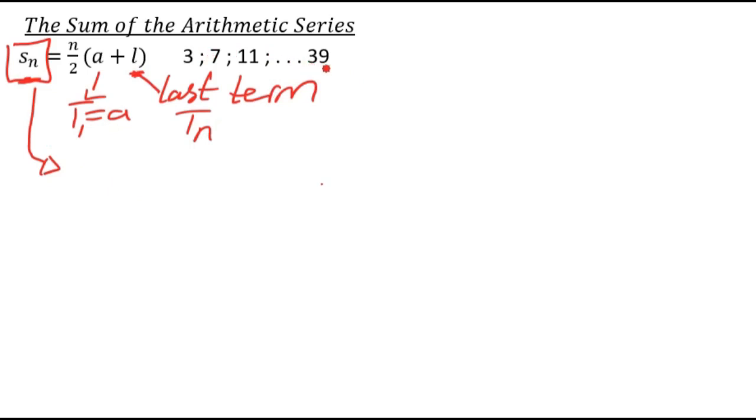In this case, our last term of the series is 39. So that's our L there, which is also known as our Tn. So let us find the sum of the series. By the look of things, what do we have? Our A, we have it. What is our A? It is 3. A is the first term, it's 3 there.